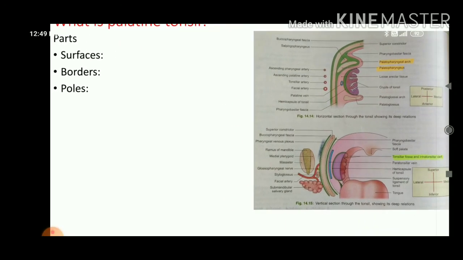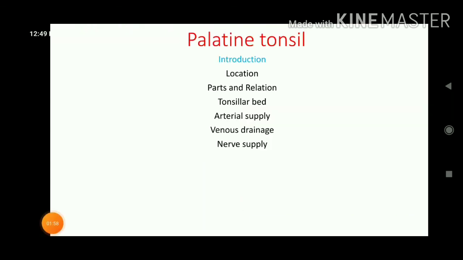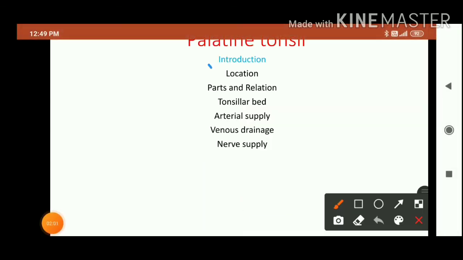In this way we have completed our today's discussion of palatine tonsil. We have talked about the introduction, then location, parts and relations, and in the relations we took into account the tonsillar bed, the arterial supply and venous drainage, and finally the nerve supply, and in relation to it we have talked about the pain in tonsillitis.